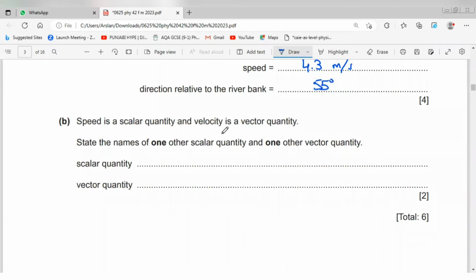Speed is a scalar quantity and velocity is a vector quantity. State the name of another scalar and another vector quantity. So there are many. We will use scalar quantities: mass, temperature, etc. And vector quantities are force, momentum, velocity. But you have to give only one, right?